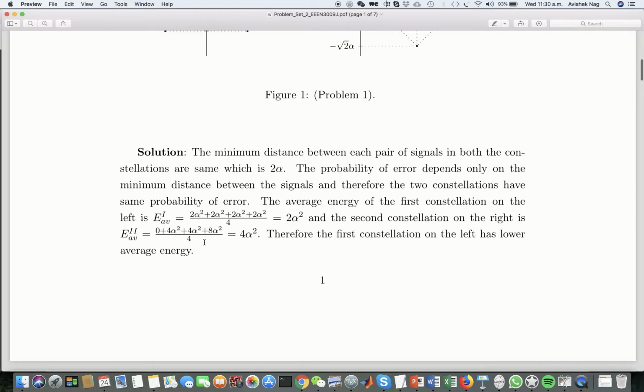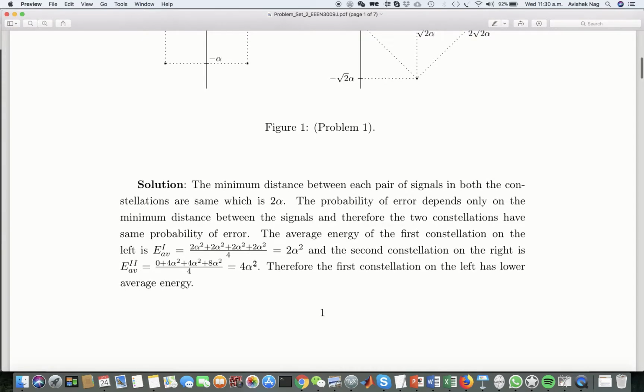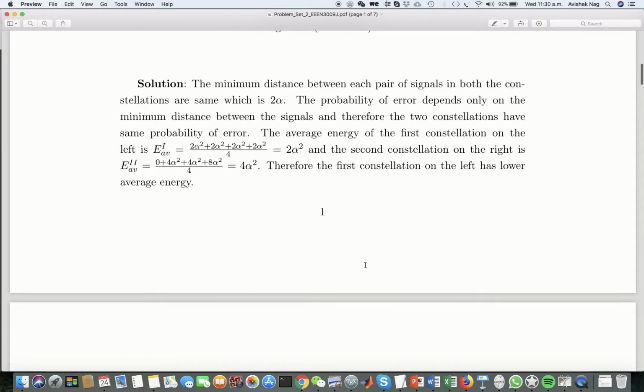Some of you got this wrong, so some of you got this as 3 alpha square, and that was wrong, so you lost some marks there. But overall most of you got this question right. The justification on why the probability of error is the same was more or less right, and these calculations were also all right. And the main thing about this is the explanation. If the explanation was not perfectly right, I deducted some marks, but otherwise all of you did well on this question.